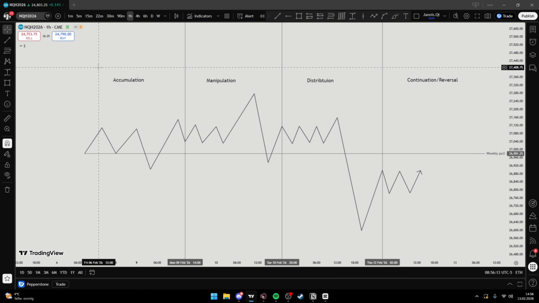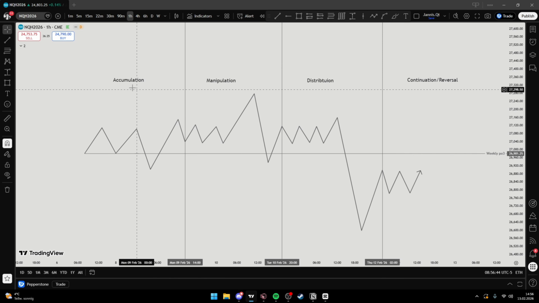AMDX is simply that we have the accumulation first, the manipulation second, and the distribution third. And then we have just a continuation slash reversal. And XAMD is that we have the continuation slash reversal on the first day, and then accumulation, manipulation, distribution. But those two things change. So continuation goes in the front for XAMD, and accumulation moves one more day to the right.